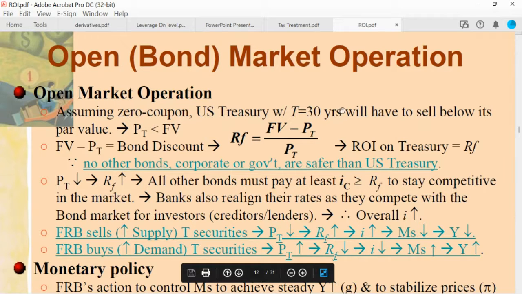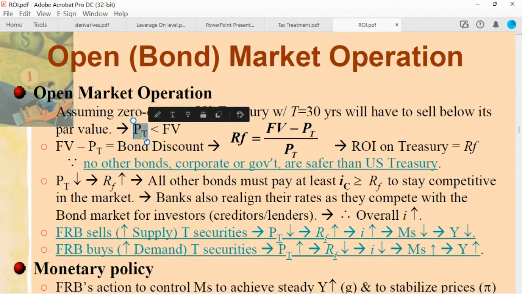So that bond will have to sell below its par value. It's a discount bond, basically, and this means the selling price of the treasury must be less than its face value. Isn't that right? That's what is meant by selling at a discount. So in our example, it's 500 and face value is always 1,000.